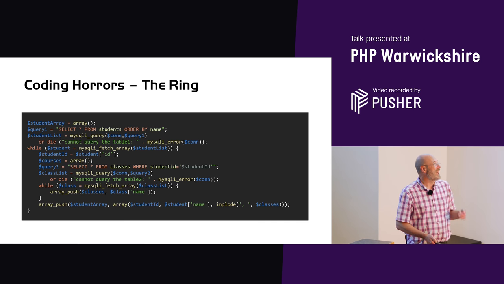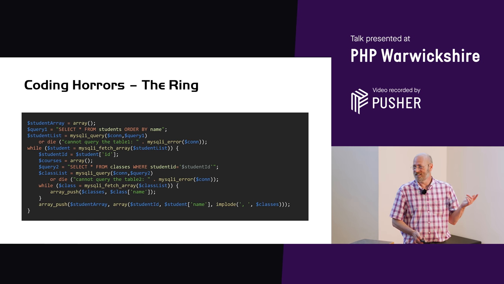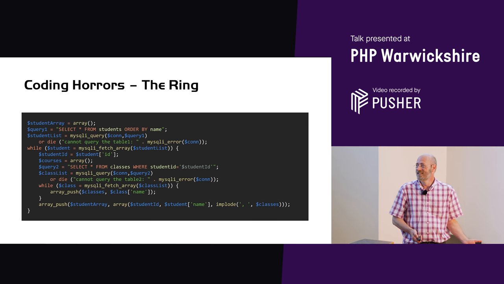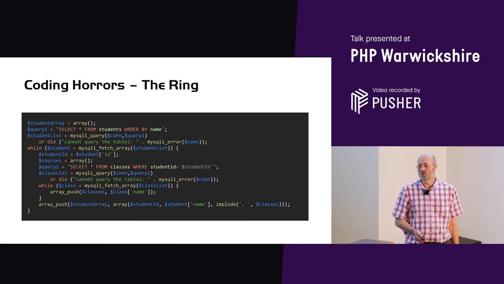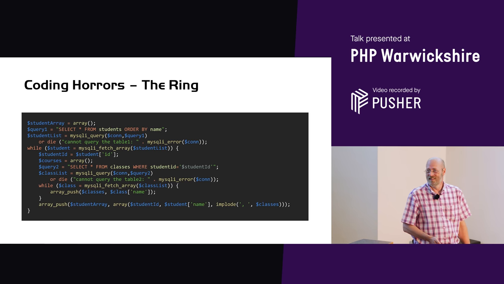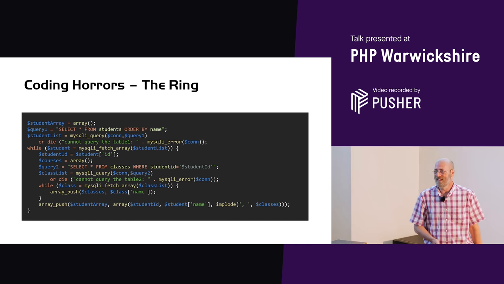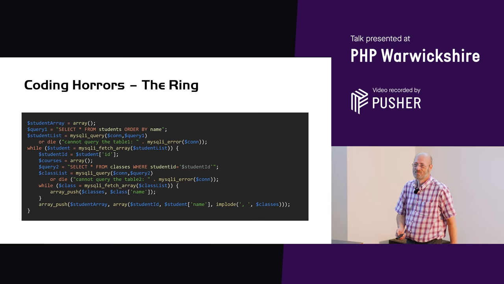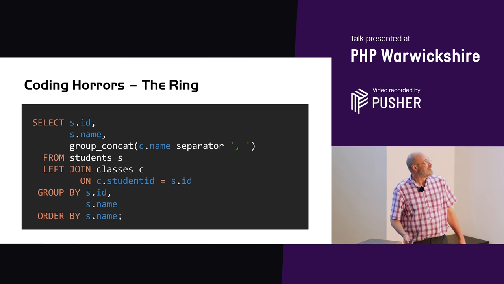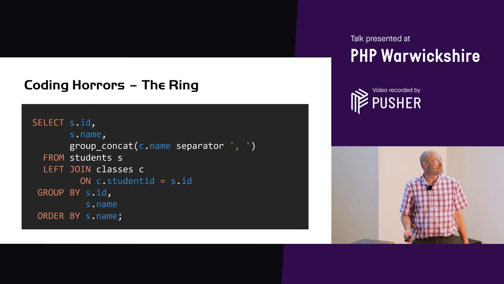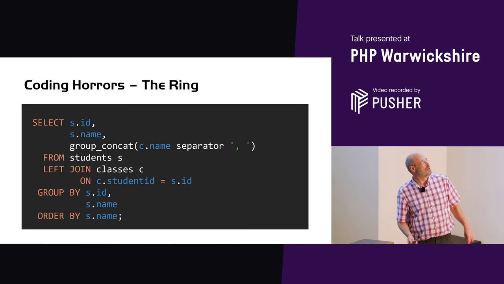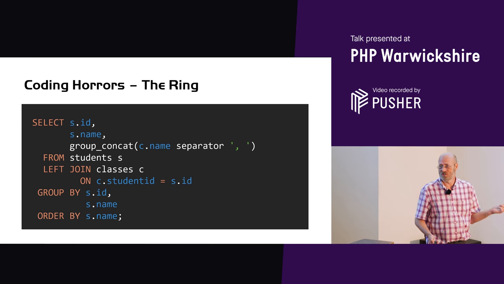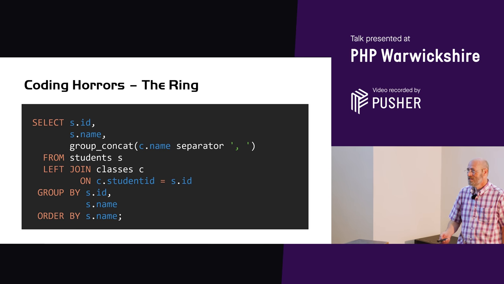So it was executing the one query to get a list of students, and then 5,000 queries plus to get a list of the individual courses for each of them. Again, it's a very common mistake a lot of people make, particularly if they don't understand databases. That query could have been rewritten using a join. I've even used group concat to give exactly the same result as the original query, which just gave a comma-separated string.